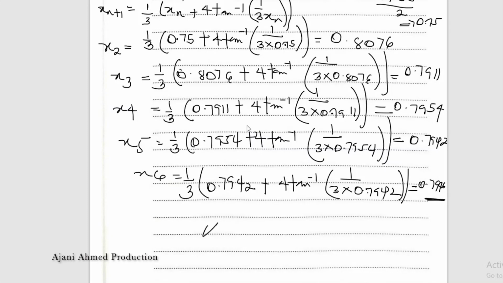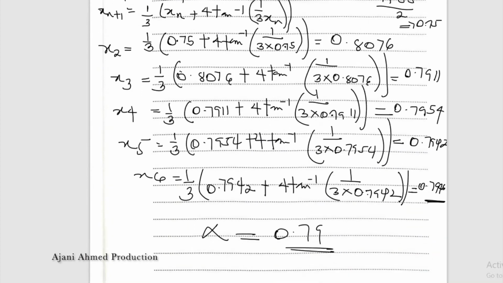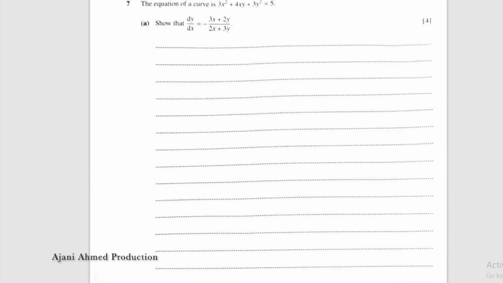So hence alpha is 0.79. That's it, which is obviously between 0.5 and 1. Now, the next question, question 7. The equation of a curve is 3x squared plus 4xy plus 3y squared equal to 5.